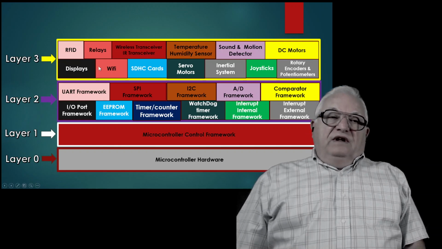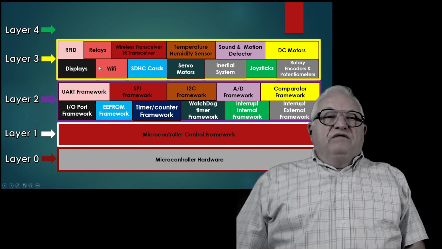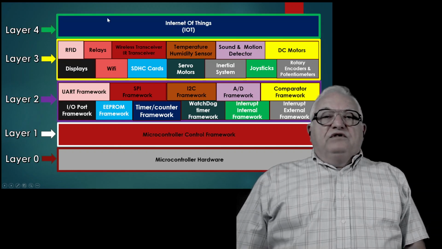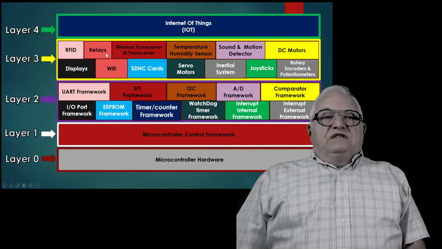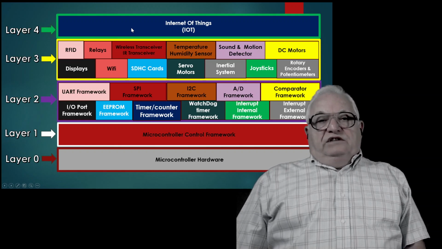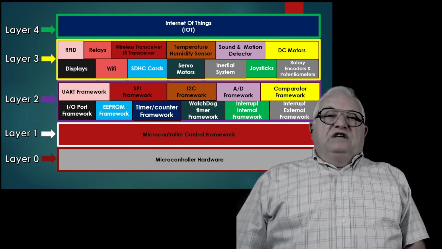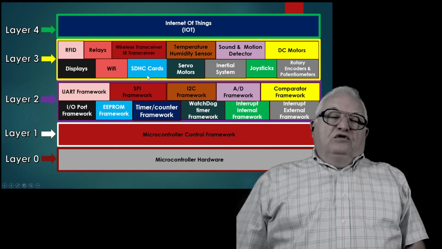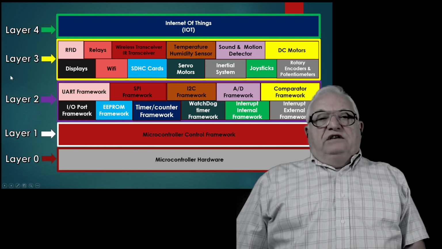Now on top of layer 3, we'll have a layer 4. The layer 4 is going to be the Internet of Things. So we exercise in layer 3 all the sensors, and then in layer 4 we can transmit all that data through the internet. So we can see what's going on, and we can also control things through the internet.